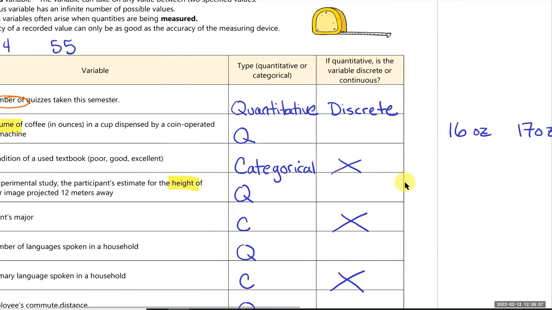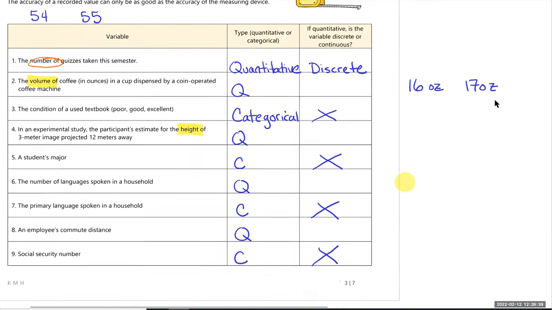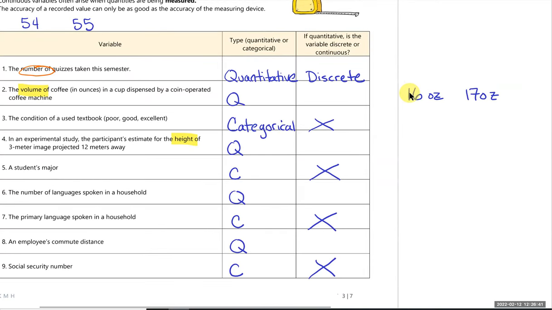What are we talking about? Coffee. Yes, there are ounces between 16 and 17. Okay, so continuous. I'm just going to abbreviate. All right, so height. I know there's a lot of other words, but is height measured or counted? Measured, right? You can think of two numbers like 5 feet tall, 6 feet tall, but you could be 5.3 feet tall. Always numbers in between. If possible, continuous.